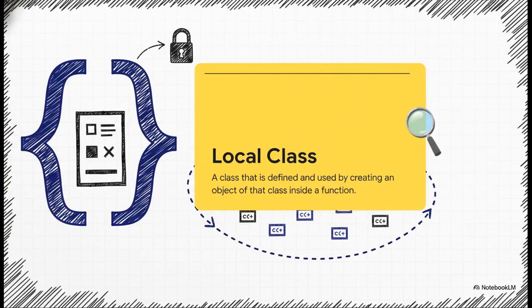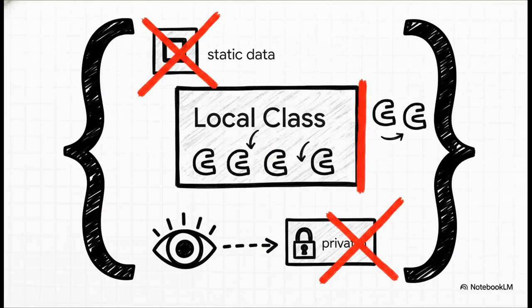All right, ready for a more advanced trick? C++ actually lets you define an entire class inside of a function. Yeah, for real. This is called a local class, and it's perfect for those super specific one-off tasks that are only needed inside that one single function. But this power comes with some pretty strict guardrails to keep things from getting messy.